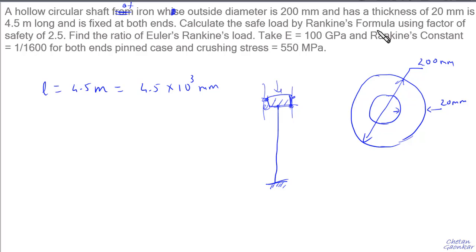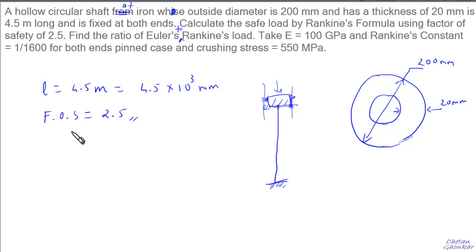We need to calculate the safe load by Rankine's formula using a factor of safety of 2.5. So we have here a factor of safety which is to be taken as 2.5. He has also asked us to find the ratio of Euler's load to Rankine load.